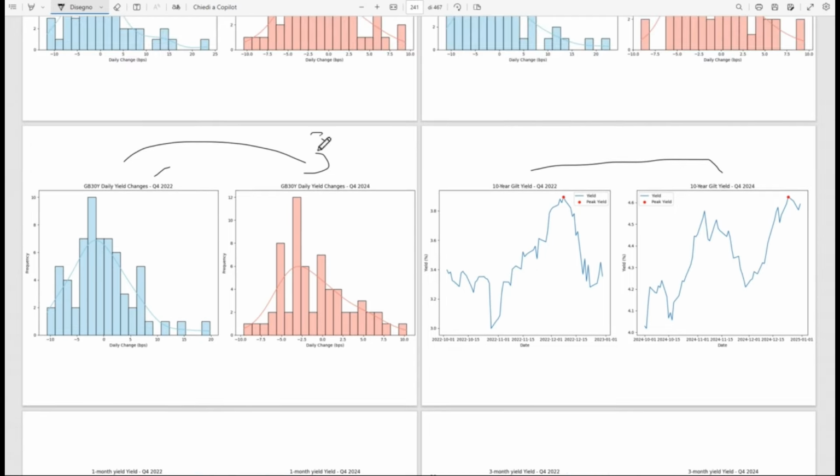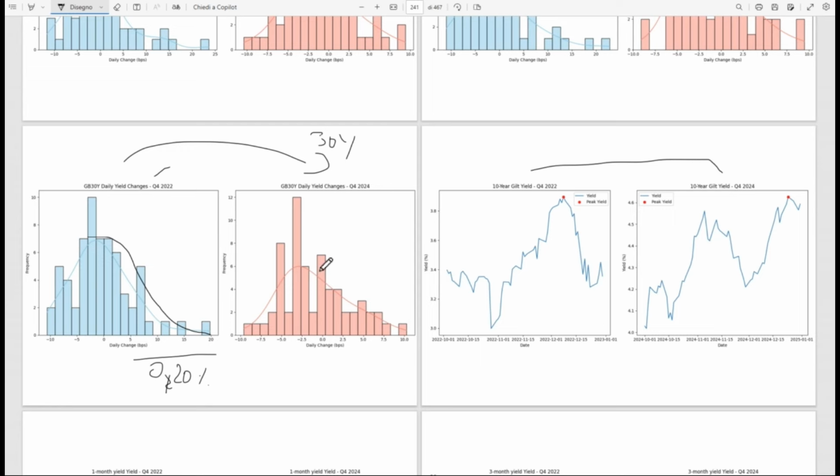This is the 3-year yield, and the curve has a huge tail on the positive side, and you have 10, 15 or 20 basis points daily volatility, so the interest rate goes up by 0.20% in one day.